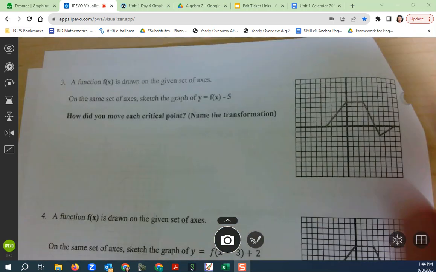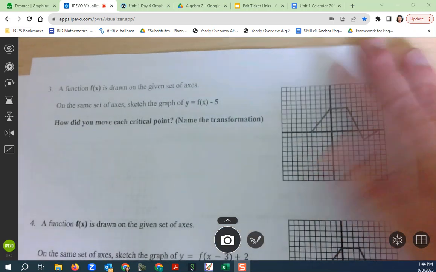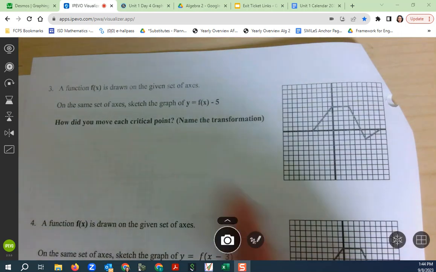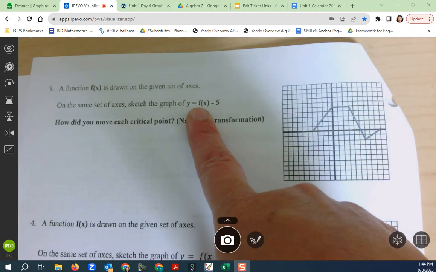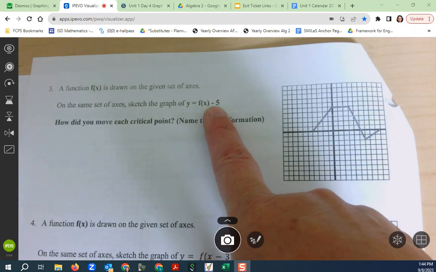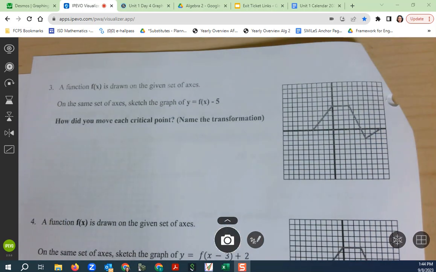All right, so this function, we're not telling you what algebra creates it. We're just naming it f of x. And what we want to do is subtract 5 from the f of x. Notice the minus 5 is outside of the parentheses. If it's outside of the parentheses, is it going to be moving it up, down, or left, right? Look at your first page.